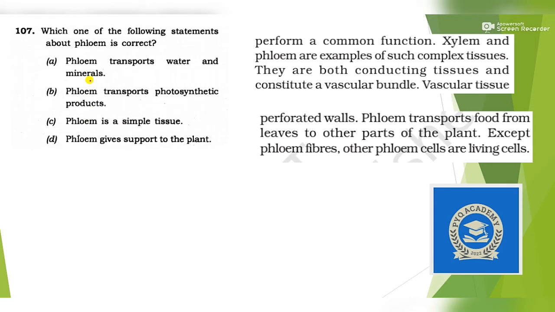Moving to next question, which one of the following statements about phloem? We have read about xylem and phloem. So this is a question about phloem. Xylem and phloem are the examples of complex tissues. Phloem transports food from leaves to other parts. Phloem transports water? No, this is case of xylem. Phloem transports photosynthetic products? Yes, that is nothing but food. Phloem is a simple tissue? No, it is a complex tissue. Phloem gives support to plant? No, it doesn't give support. Sclerenchyma gives support. So our answer is option B.